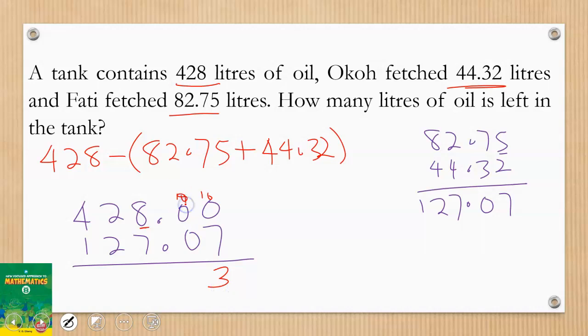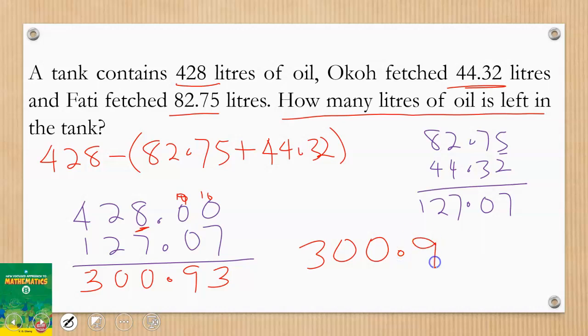Now here is now 9. 0 from 9 is 9. We introduce our decimal point. Now here is 7. So 7 minus 7 is 0, and then 2 minus 2 is 0, and then 4 minus 1 is 3. So what it means is that how many liters of oil is left in the tank is going to be 300.93 liters. Okay, so that is the quantity of oil left after the two of them have fetched their quantities.